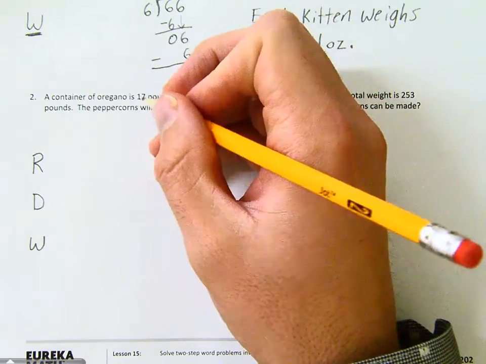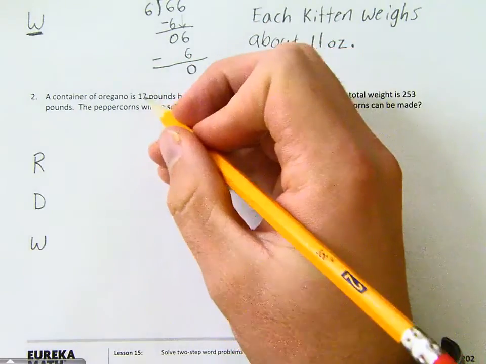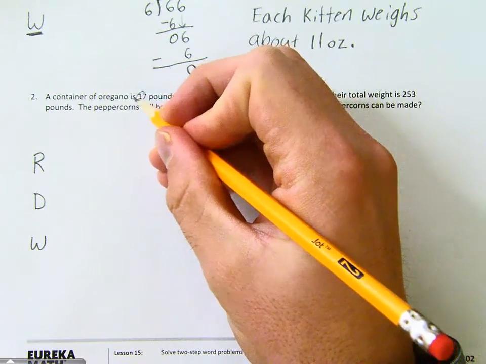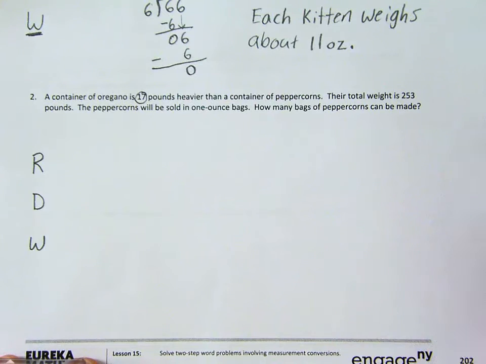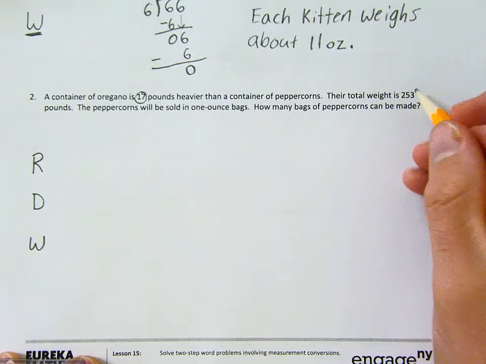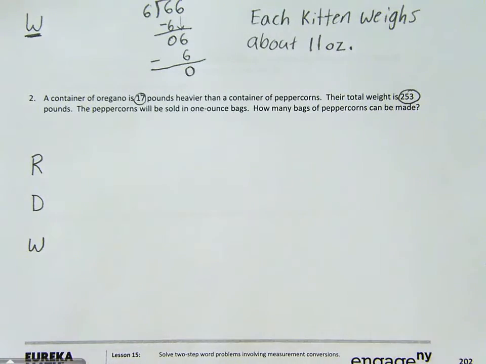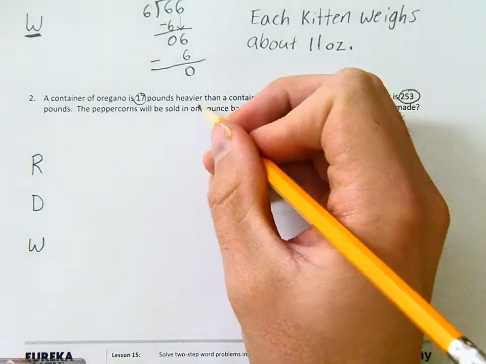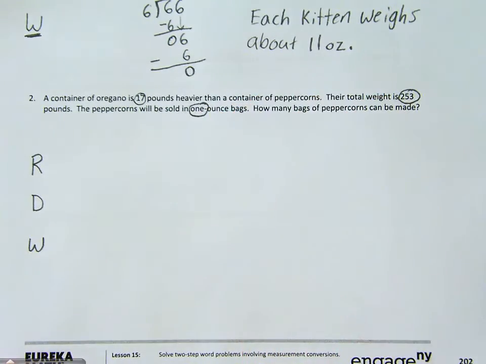So let's go back through it this time and we'll circle all of our numbers. A container of oregano is 17 pounds heavier than a container of peppercorns. The total weight is 253 pounds. The peppercorns will be sold in 1 ounce bags. How many bags of peppercorns can be made?